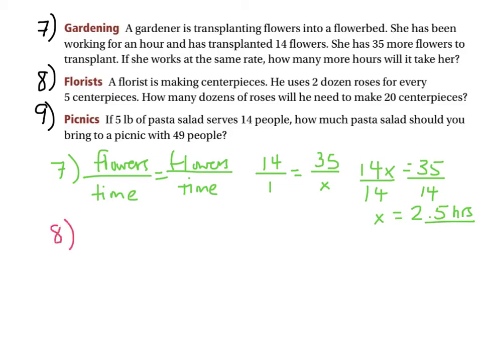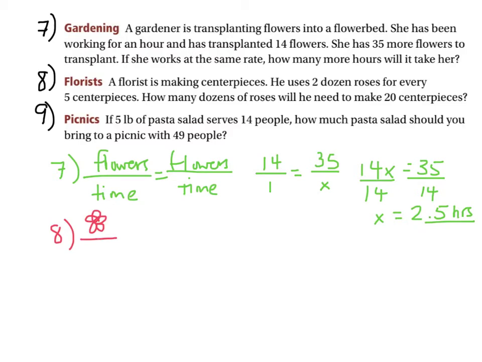If you want to pause it, do it on your own, and then start it again, you know the drill. Florist. So florist is making centerpieces. He uses 2 dozen roses for every 5 centerpieces. How many dozens of roses will he need to make 20 centerpieces? Again, keep it organized. So we're going to have flowers, or excuse me, roses over centerpieces.